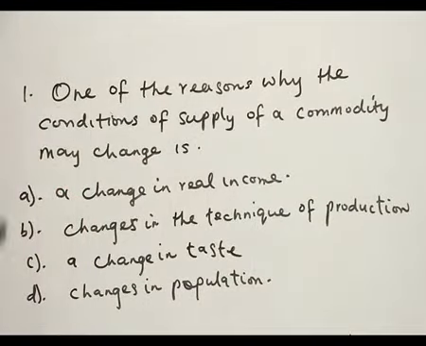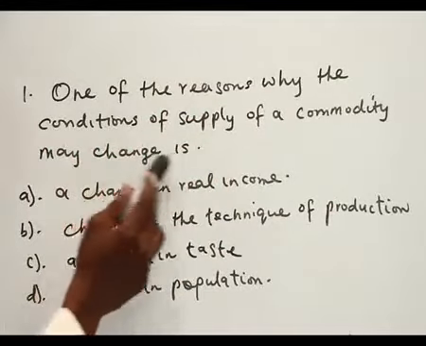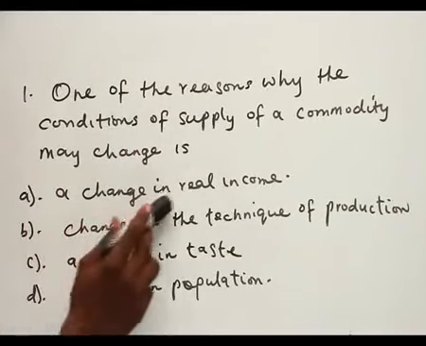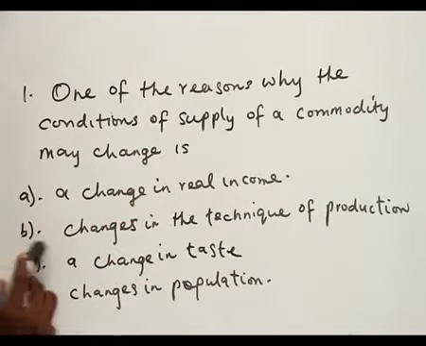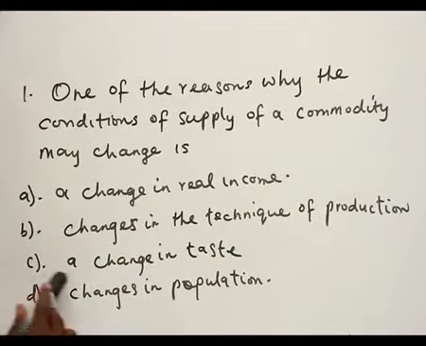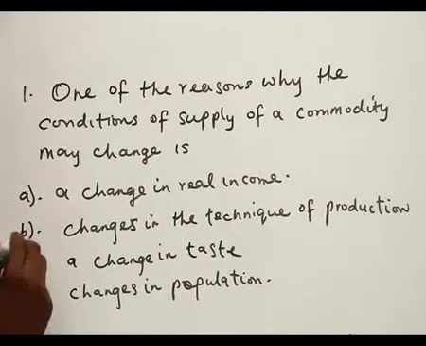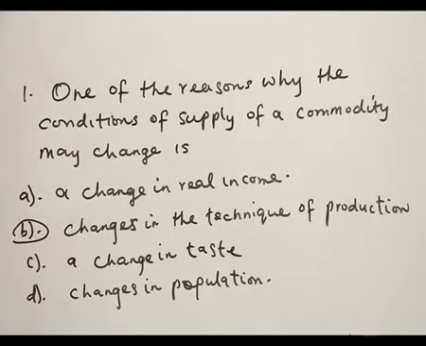Number one: the reason why the conditions of supply of a commodity may change is: A, a change in real income; B, changes in the technique of production; C, a change in taste; D, changes in population. The right answer is B, changes in the technique of production, because it's the only factor that can affect supply. Others are talking about demand.